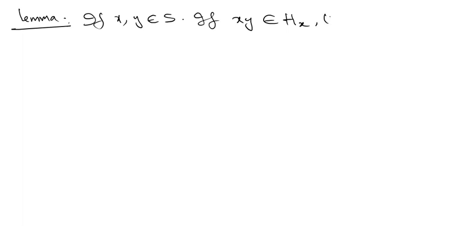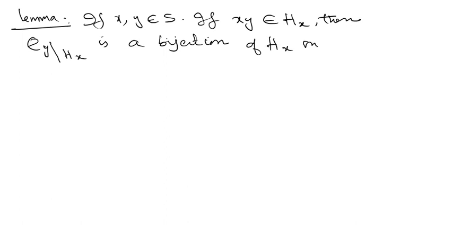If x and y are H related elements in a semigroup S, and if the product xy belongs to Hx, then rho y, restricted to Hx, is a bijection of Hx onto itself.